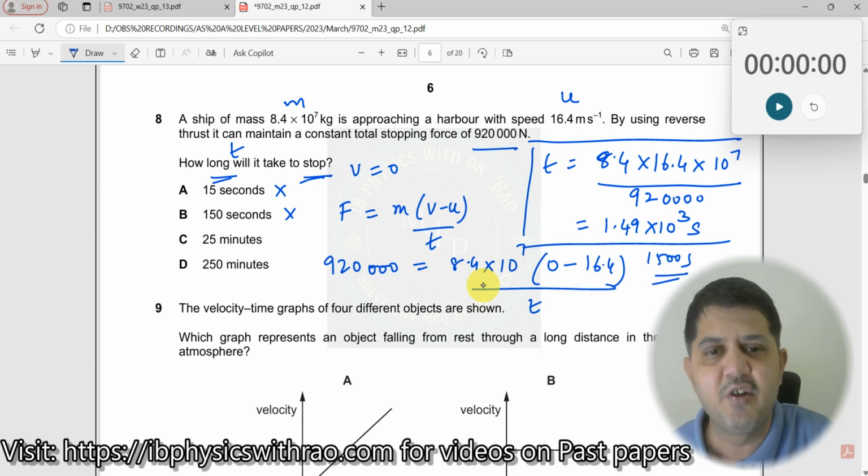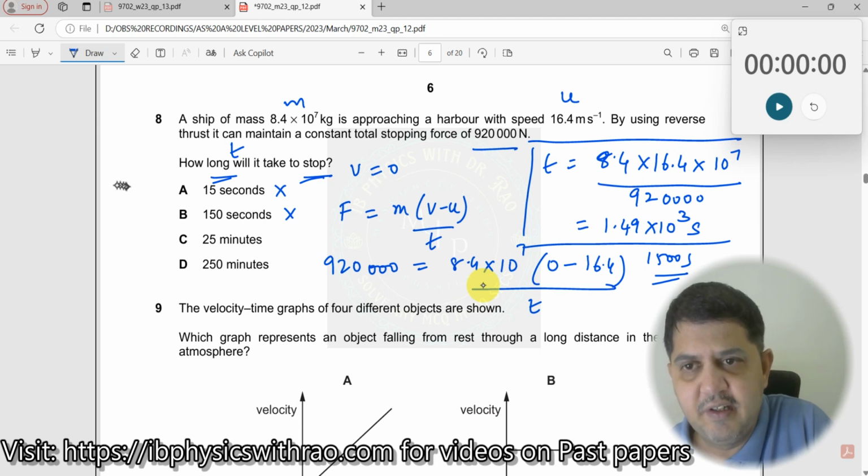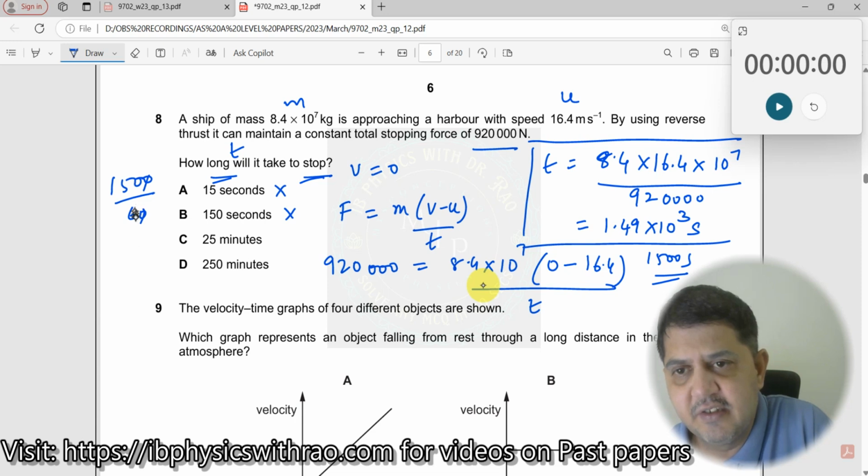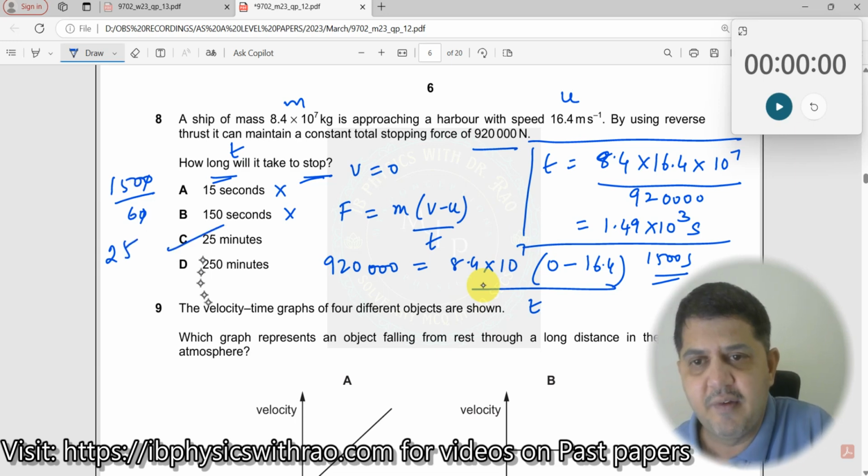I need to convert it into minutes. Okay. So I will do it here. 1500 divided by 60. When I do this, how much do I get? So I get this as 6 1s are 6, 6 2s are 12, 6 5s are 30, 25 minutes. Answer is C.